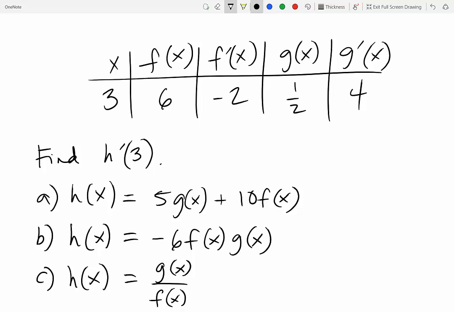And if you want some practice with numerical derivatives, here are 4 new values of functions and their derivatives, and 3 new functions for h of x. Try using the sum and difference rule, the constant multiple rule, the product rule, and of course the quotient rule for these 3 problems. Check the comments for your answers.